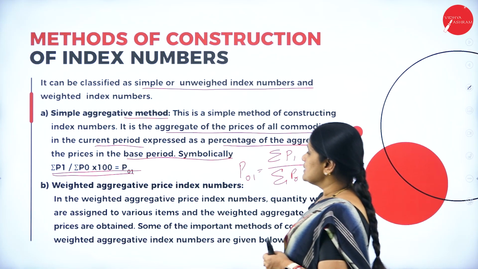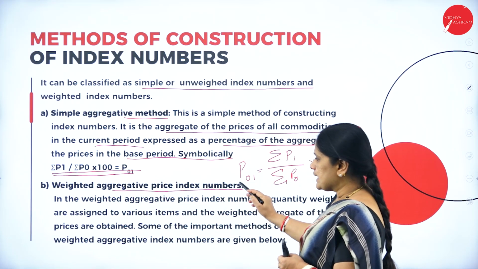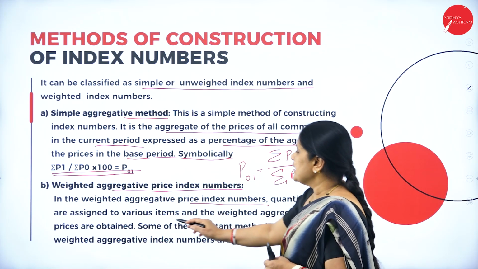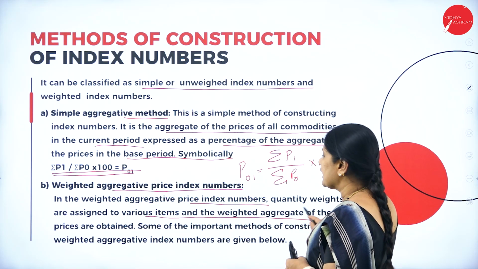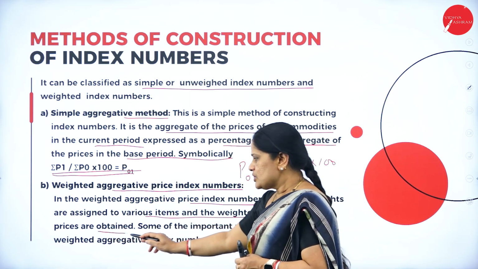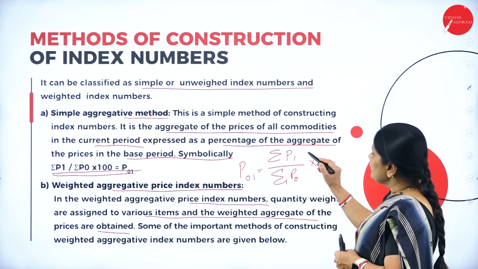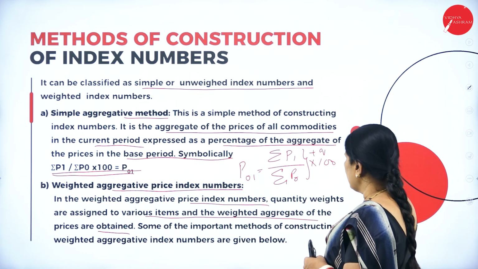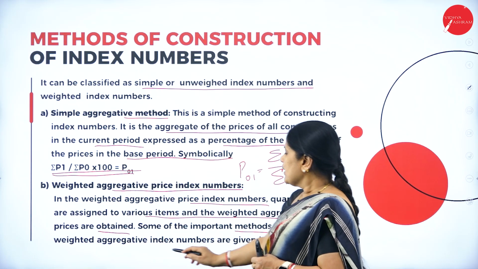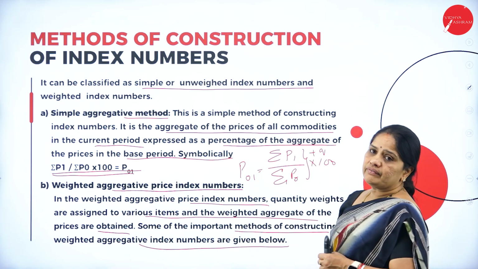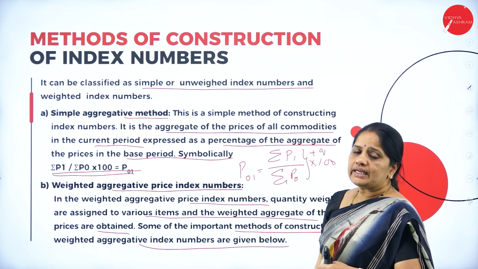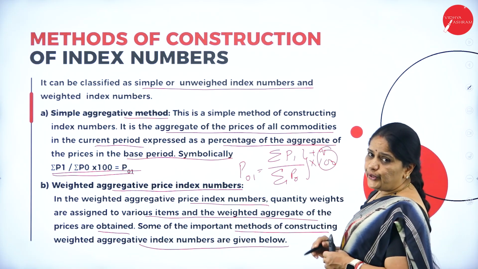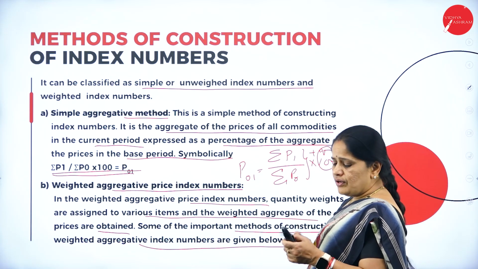Then the next one is the weighted aggregative price index numbers. In the weighted aggregative price index numbers, quantity weights are assigned to various items and the weighted aggregate of the prices is obtained. Some of the important methods of constructing weighted aggregative index numbers are given below. Here we will be considering the quantities of the goods also, and based on that we have four types.